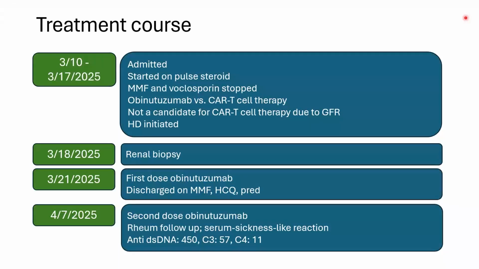And after the biopsy came back, we were able to convince the hospital to pay for obinutuzumab. So she got the first dose on the 21st of March. And was subsequently discharged, still on dialysis. And she just got the second dose. It looks like her disease markers may be improving a bit. And I didn't put it on the slide, but her proteinuria is also getting a little better, although still no significant signs of renal recovery yet. And it looks like she's had maybe some serum sickness-like reaction to the obinutuzumab, but otherwise has tolerated the 2 infusions well.